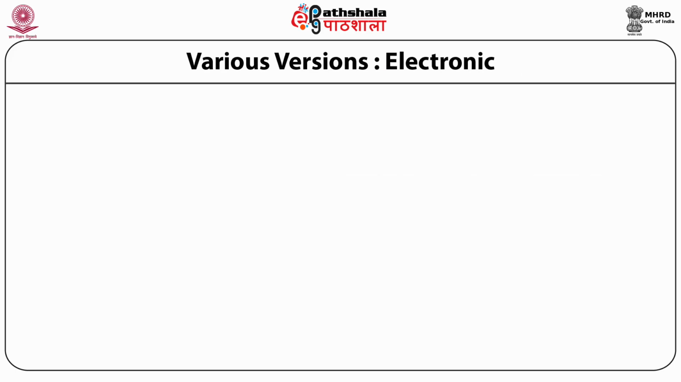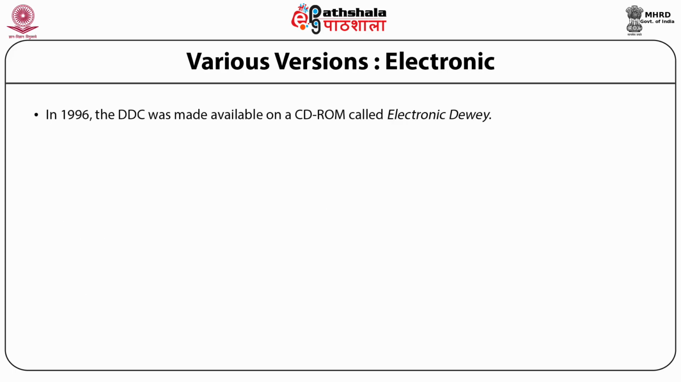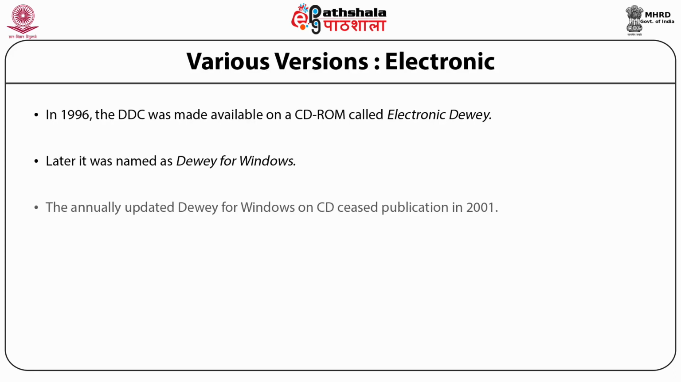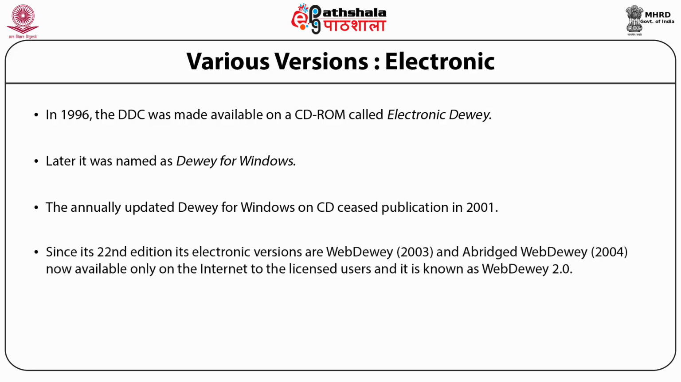Other versions are electronic versions, and the first electronic version started in the year 1996. In 1996, the DDC was made available on a CD-ROM called electronic Dewey. Later, it was named Dewey for Windows. So its software was changed. The annually updated Dewey for Windows on CD ceased publication in the year 2001.